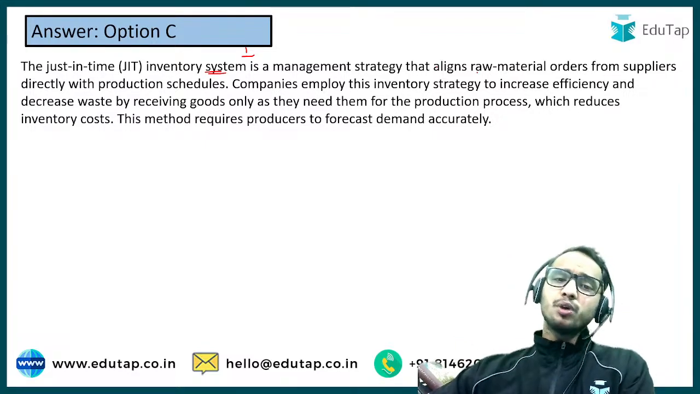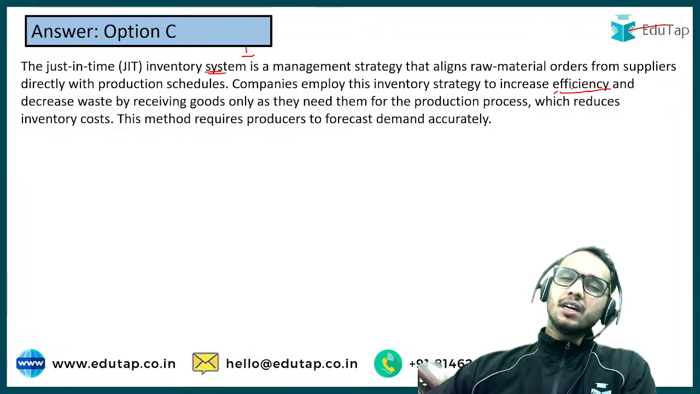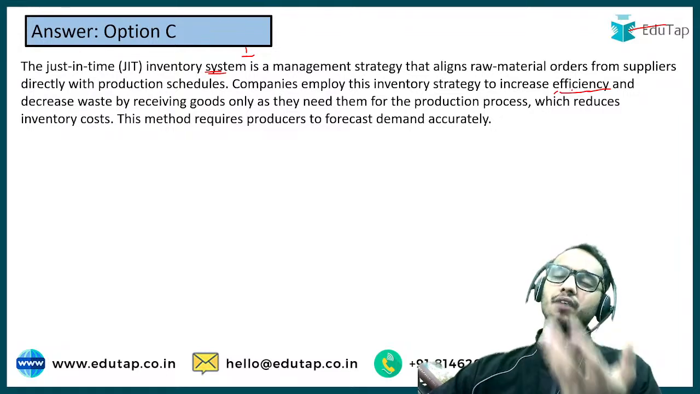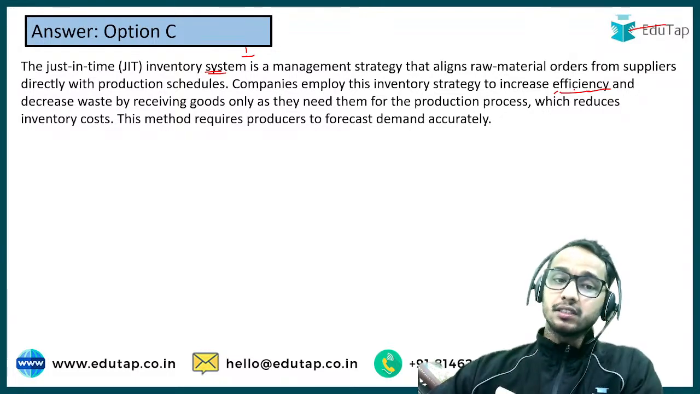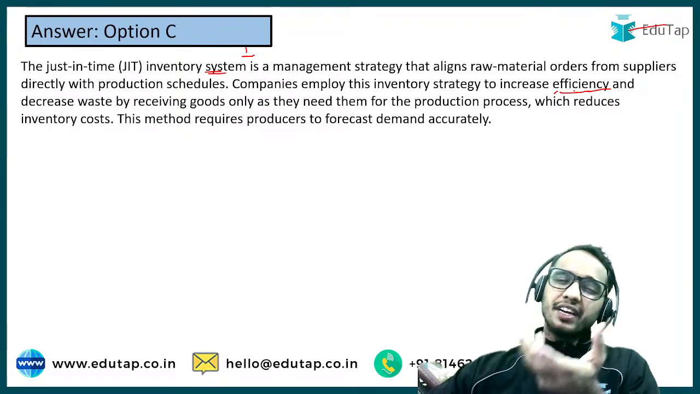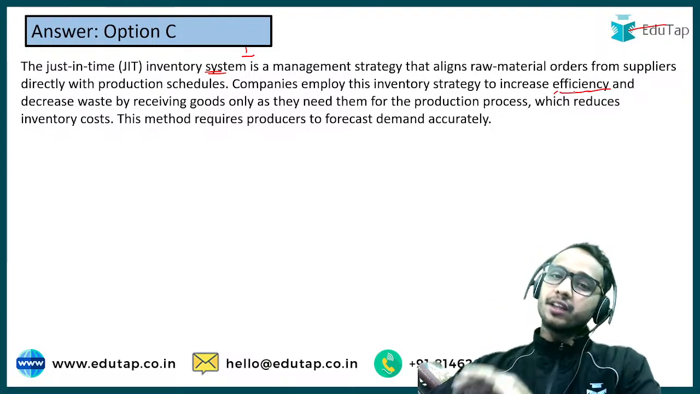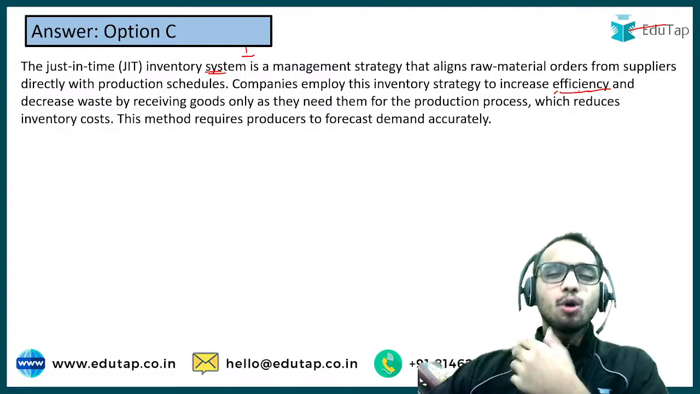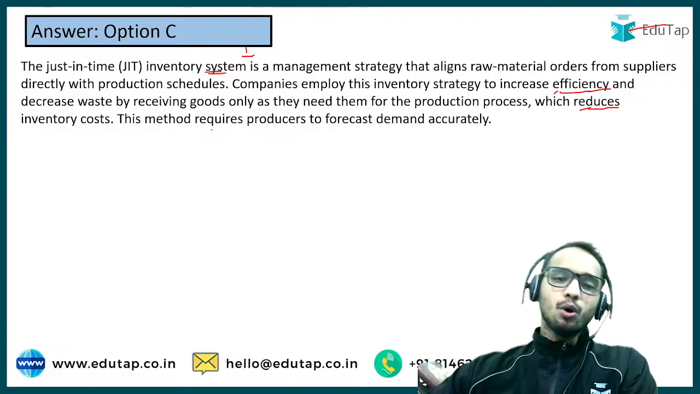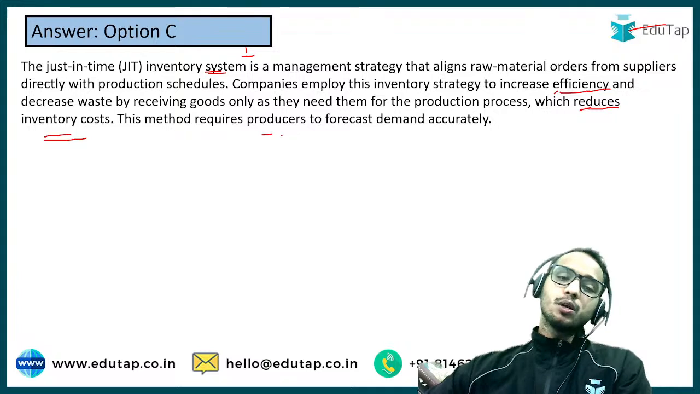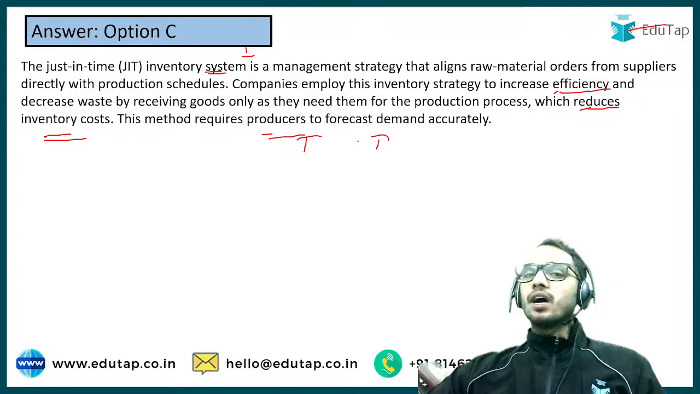And why is the company going to employ this strategy? So that their efficiency is increased and they can decrease their wastage. Obviously, when you haven't purchased bulk raw materials, your wastage will be less. Whenever you need them, you order them from the suppliers, and it also reduces our inventory cost as well. Now this method also requires producers to forecast demand accurately.